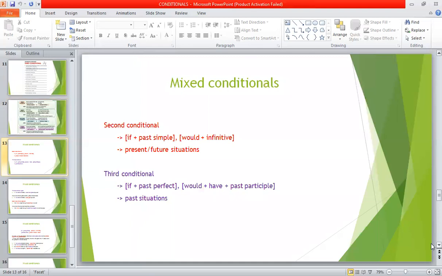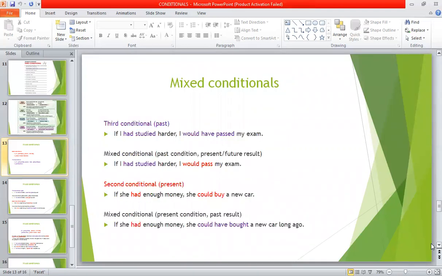Here is mixed conditional. Mixed conditional, from its name, is a conditional that has two parts from conditionals. So it takes a part from second conditional and another part from third conditional. Let's go to this. Third conditional here: If I had studied harder, I would have passed my exam. We said that before. So, what if we made this sentence a mixed conditional?